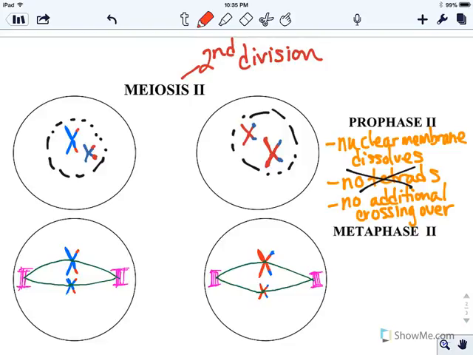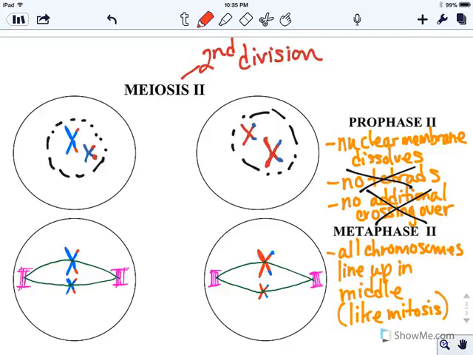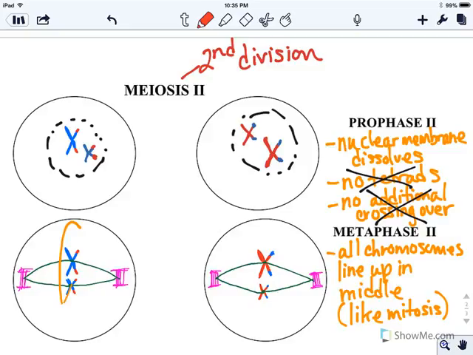Okay, so no tetrads, no additional crossing over. So that I'm not going to see. So that's a difference in prophase 2. So now when I look at metaphase 2, I'm going to see the chromosomes that are left. And remember, I only have 23 chromosomes in each of the cells. The 23 chromosomes will all line up in the middle here. So I don't have my pairs in the middle, but all the chromosomes. So this is kind of similar to mitosis.